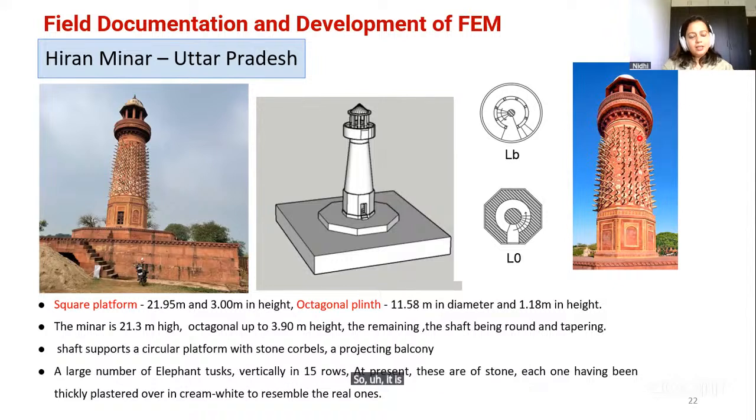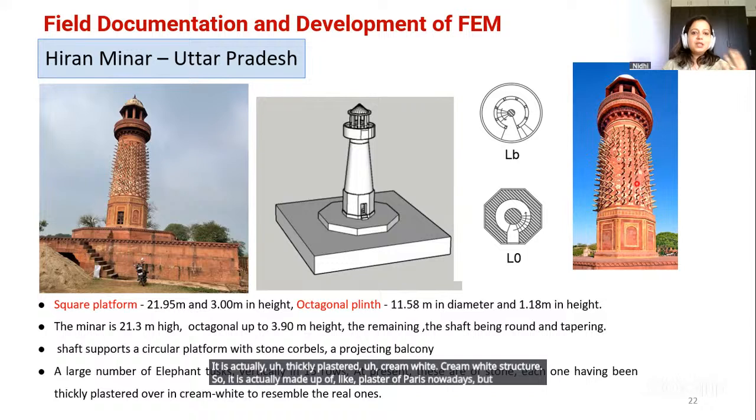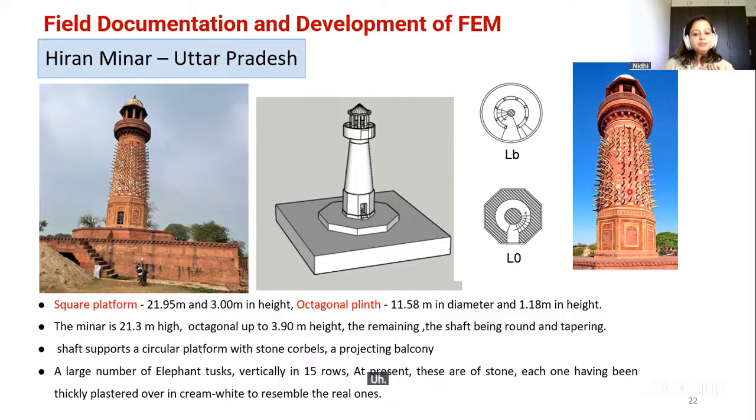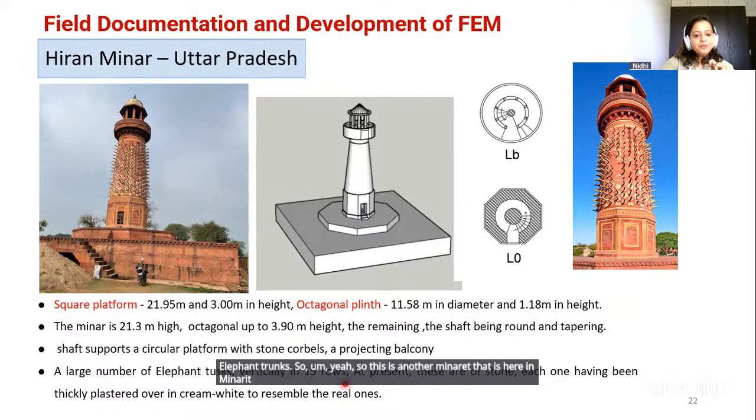It is said that when these emperors won a fight or a war, they took all these elephant trunks and pasted them over here to show a sense of victory. They collected them and put them over here, but now these are not the original ones. We can see it is actually a thickly plastered cream white structure, made of plaster of Paris nowadays, but earlier it used to be the real elephant trunks. So this is another minaret, the Hiran Minar from Uttar Pradesh.